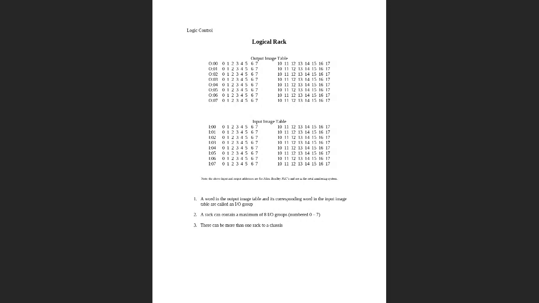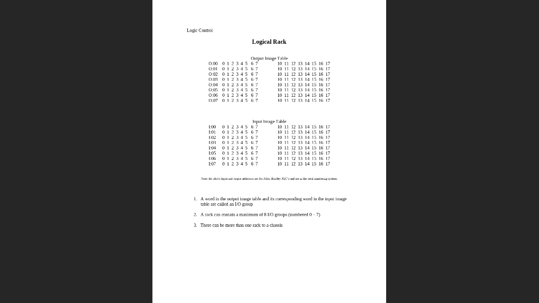So, a logical rack. This diagram is important, so let me attempt to explain it. First of all, we have two sections. The top section they call an output image table, and the bottom section is an input image table. They use the word image because you can think of it as a virtual image of the input modules and a virtual image of the output modules. Think of it as a snapshot in memory of something that physically exists.